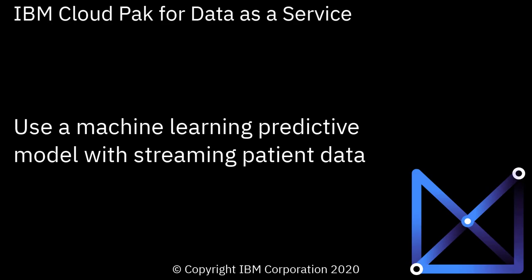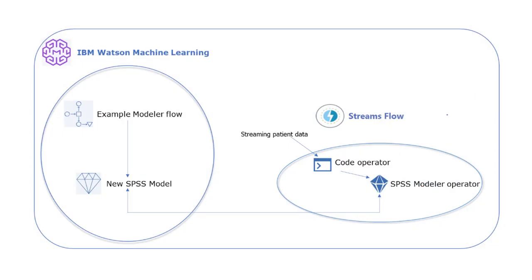In this video, you will learn how to use the predictive modeling capability of Watson machine learning with streaming data. In a Watson Studio project, you'll create and edit a modeler flow. Using that modeler flow, you'll train an SPSS predictive model using Watson machine learning, which tells you what is the best drug to prescribe given different health metrics.